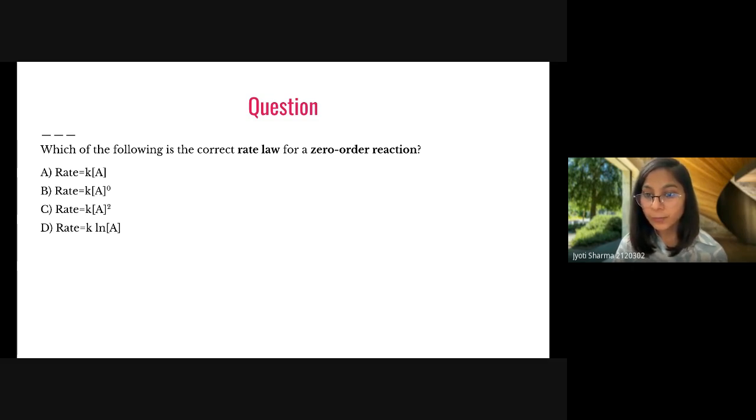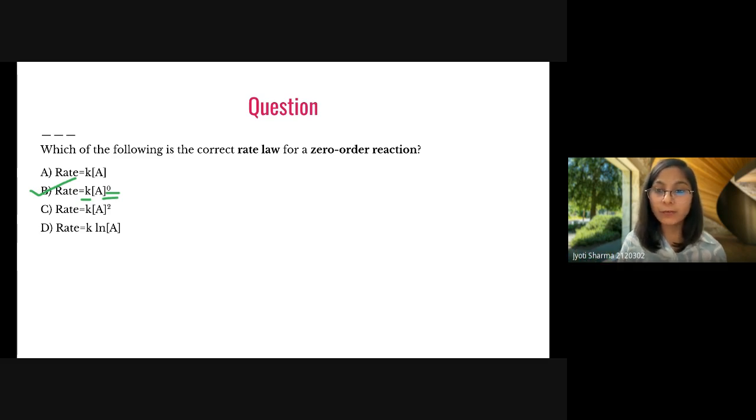Sheikh Sonia gave me answer B, Ramya gave me answer A, and Sheikh Sonia again gave me B. Dharmika also gave me answer B. Yes, answer B is right. So this is k, concentration of A, raised to power 0. Let me tell you why, and from where it was derived.